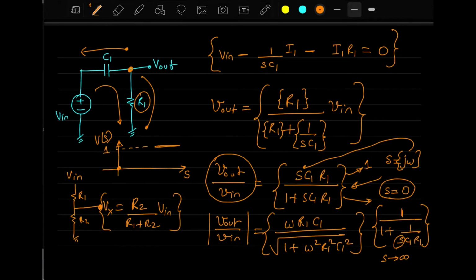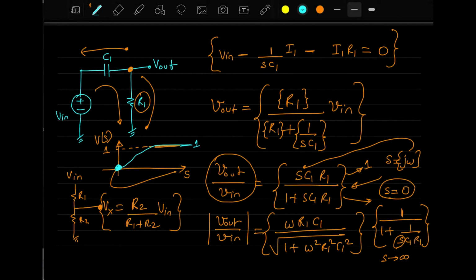So now what is happening is that as you increase your s from 0 to infinity, the response of the filter looks like this. The gain goes from 0 to 1 as you increase the frequency from 0 to infinity.